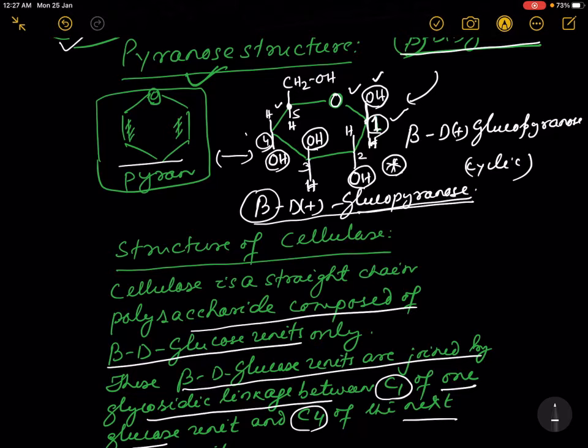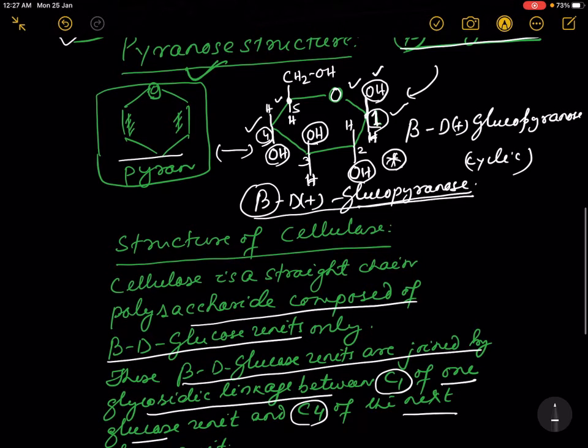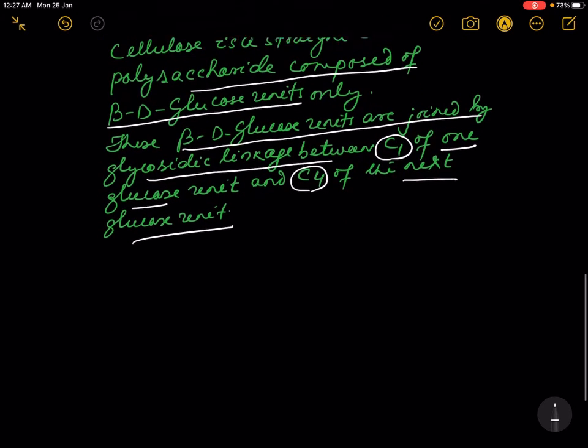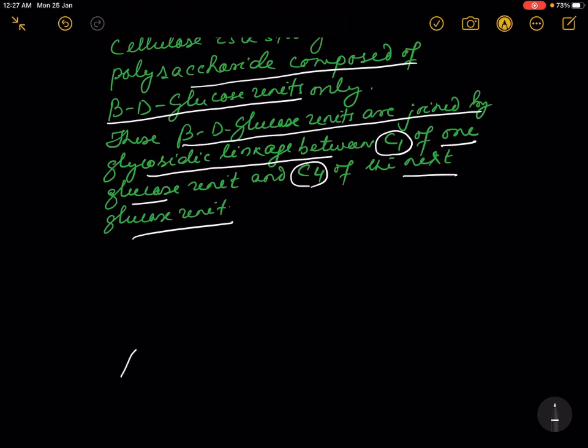So 1 position contains OH and H, 4 position also contains H and OH. So OH of first beta D glucose is connected to the 4th carbon of second beta D glucose. You see, let us draw the structure. Let us draw the structure of one beta D glucopyranose.